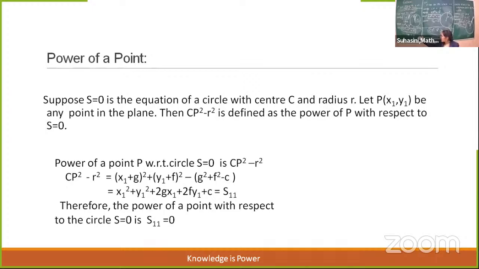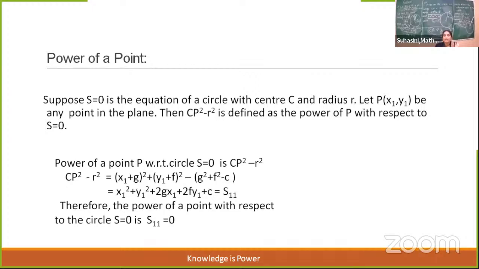We stopped at a conclusion about whether CP squared minus r squared is less than 0, equal to 0, or greater than 0. This is the power of the point P(x1, y1) with respect to the circle S = 0. So the power is always defined for a point with respect to a circle.